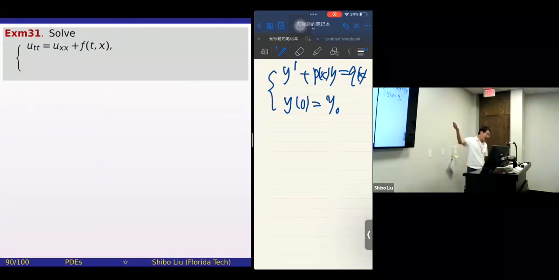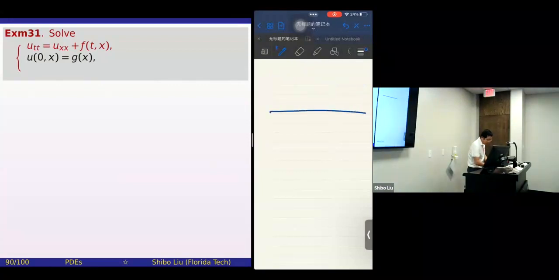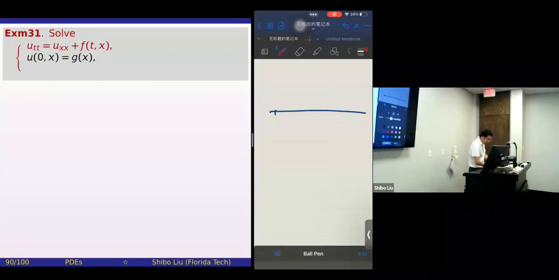I simply say that I have no homogeneous term f(t,x). This is my wave equation. And this is the initial displacement when t equals 0. So the wave equation describes the string. So the initial condition, the initial displacement, is g(x), given by a function.